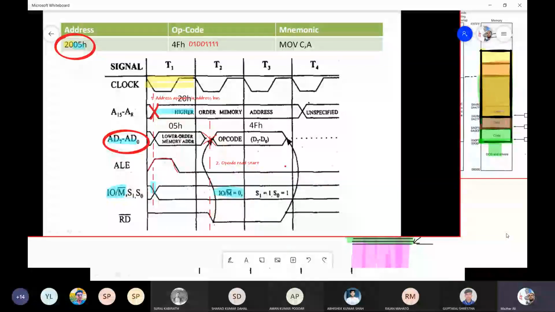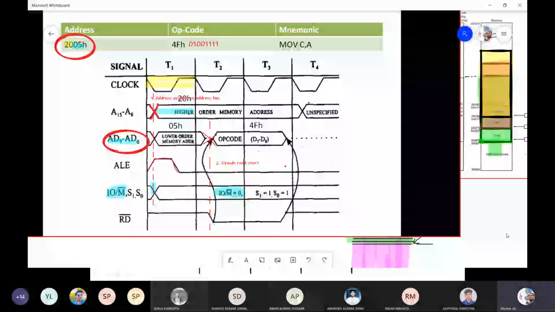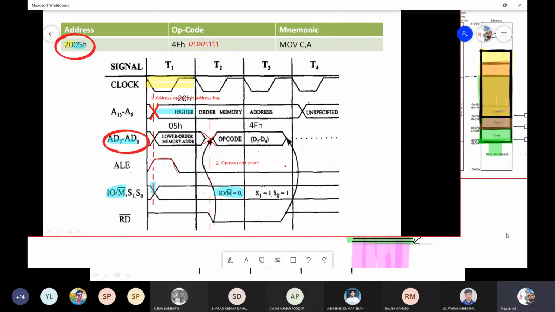or 01001111, which is the binary equivalent of MOV C,A, or the machine equivalent of MOV C,A, or the opcode for MOV C,A. And MOV C,A is the instruction. The instruction means that you want to move data from register A to register C. So this is the second event, opcode register.